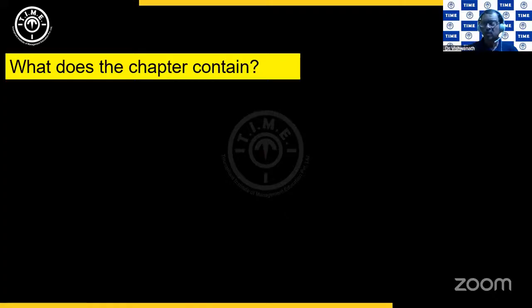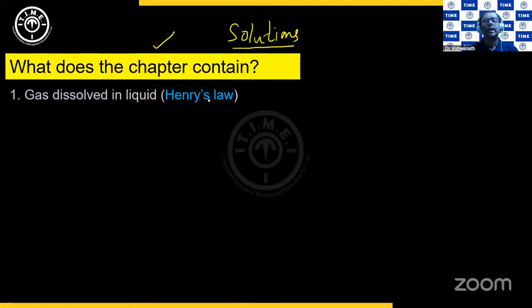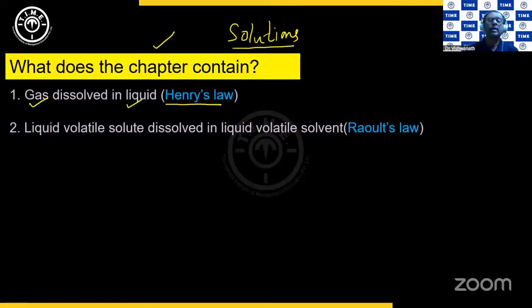So now, which is what we started with, what does this chapter contain? This chapter is solutions. And you know that solutions forms part of your 12th chemistry syllabus, under physical chemistry. What does this contain? The first thing is discussion of a gas dissolved in liquid, which is governed by Henry's law. Next, we have liquid volatile solute dissolved in liquid volatile solvent, and this is governed by Raoult's law.